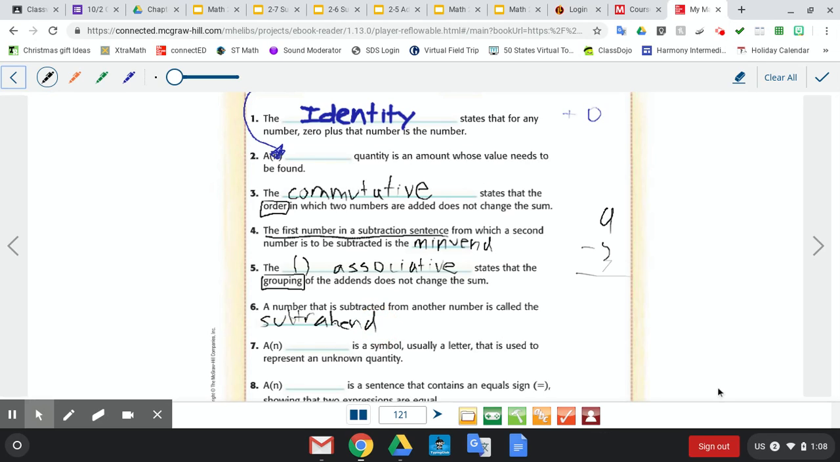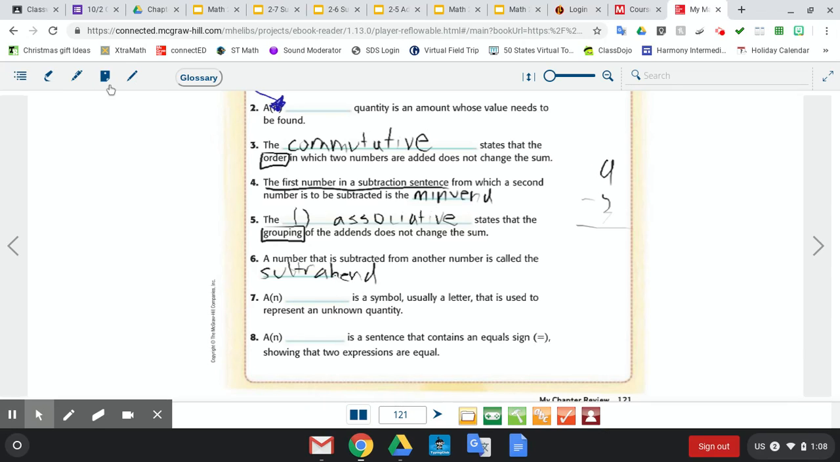All right. A blank is a symbol, usually a letter, that is used to represent an unknown quantity. Okay? Something that we use instead of like an empty box is called a variable. We use a variable to represent an unknown. So don't get this confused with the term unknown. A variable represents an unknown, but the amount that we're solving for is unknown. So if the word unknown is in your definition, then your term is not unknown, your term is variable.